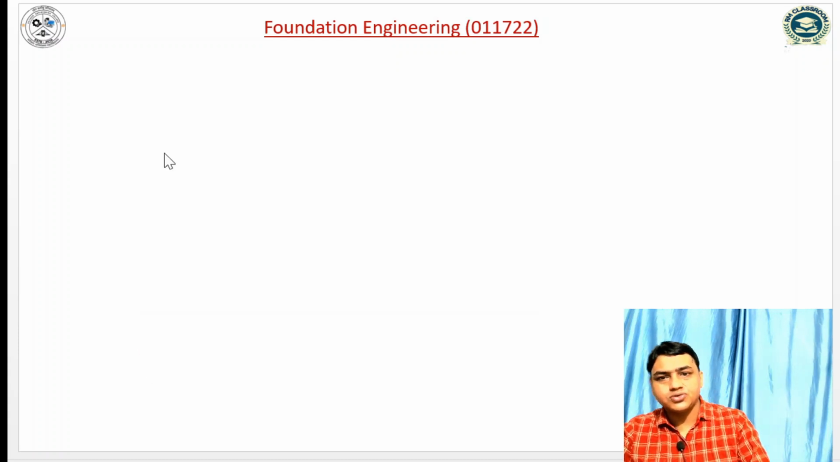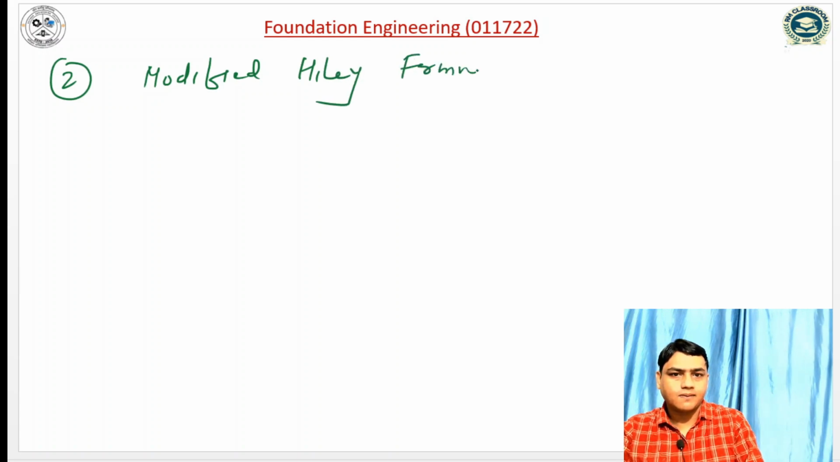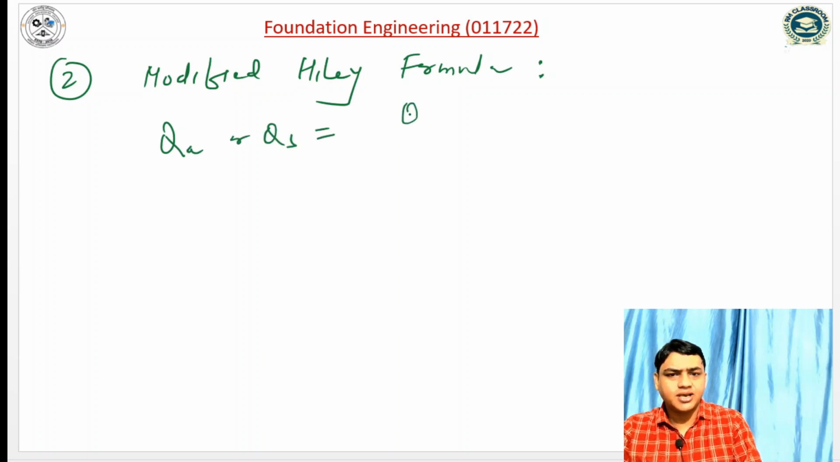Now I am going to discuss another method of the dynamic method, that is the modified Hiley formula. According to this formula, which is a modification over the engineering news formula, we can see that the allowable load or safe load is the same as ultimate load divided by factor of safety.